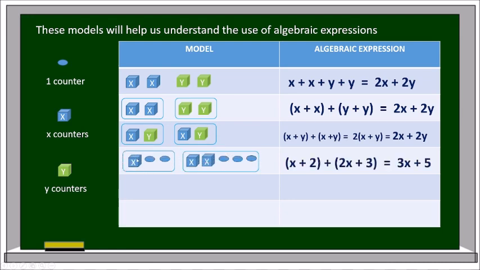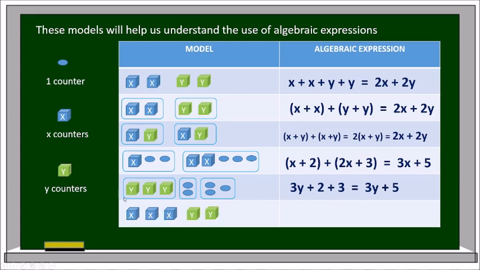Next is x + 2 plus 2x + 3, which is equal to 3x + 5. Next is 1, 2, 3: 3y plus 1, 2 plus 3. So 3y + 5. And lastly, 1, 2, 3: 3x + 2y.